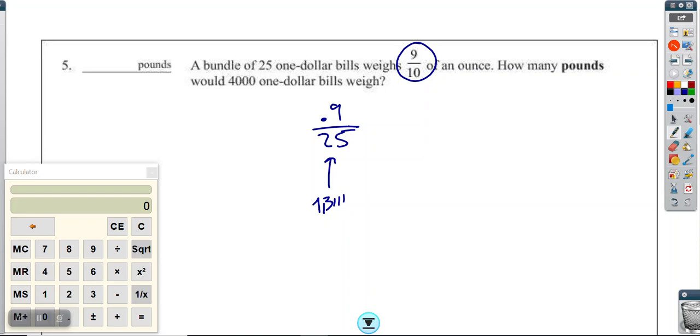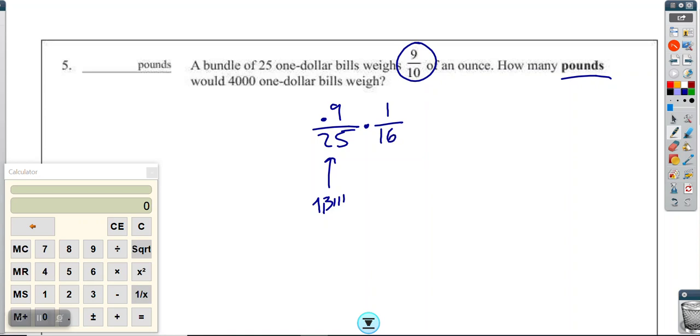How many pounds? So we have to convert ounces to pounds, right? And how many ounces are there in a pound? That's right. I'm talking to myself. 16 ounces in 1 pound. So that means for every 1 pound, I need 16 ounces.